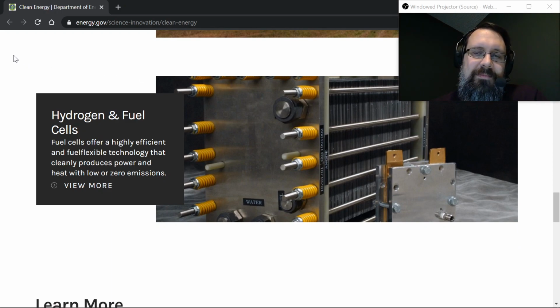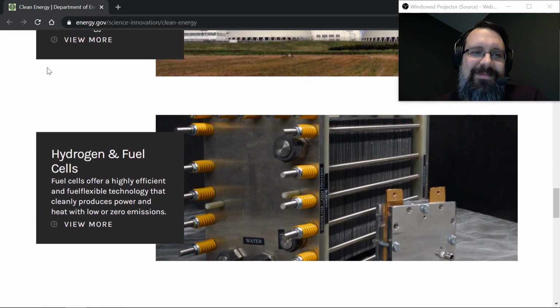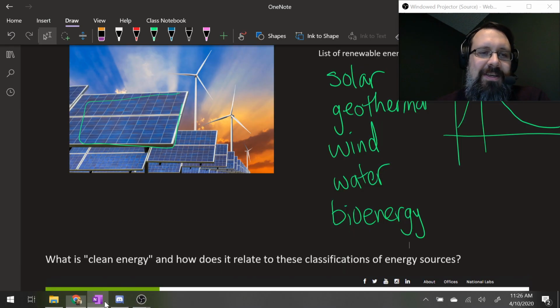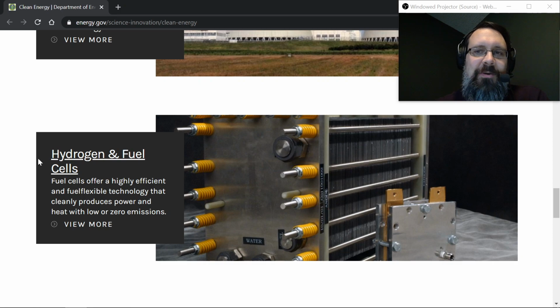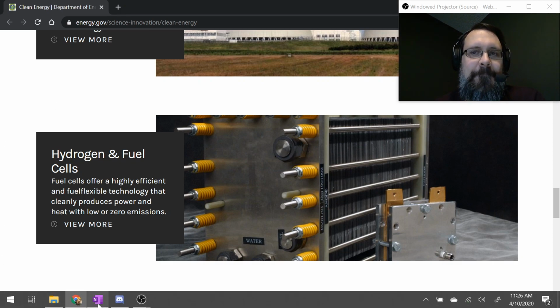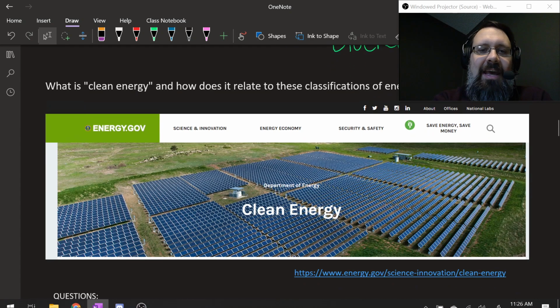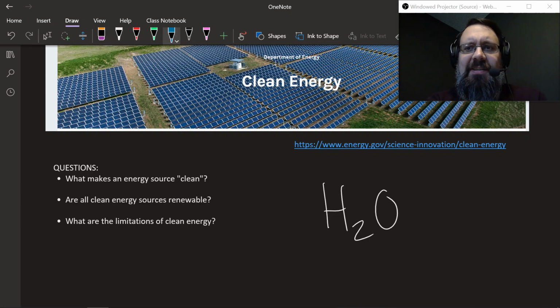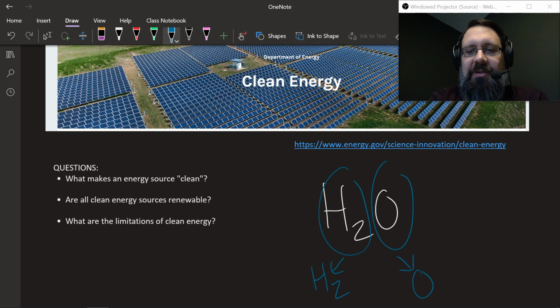We use them in rockets. Yeah, we do. The big idea with hydrogen and fuel cells, first of all, is that renewable or non-renewable? Non-renewable. Yeah, it's non-renewable, so you have to get it from water. The idea is you take water, H2O, and then you electrolyze it, which is where you split it apart into hydrogen and oxygen. Doing that requires energy, so you have to add energy to do that.